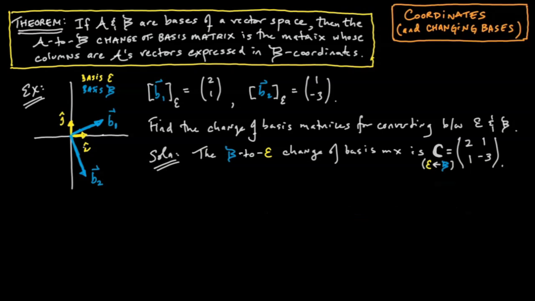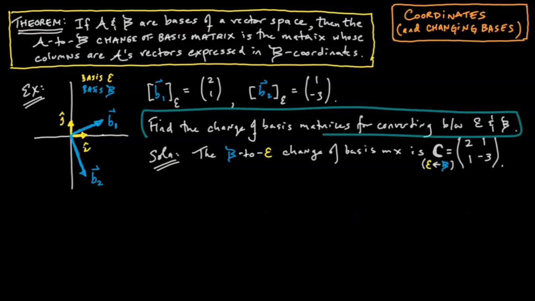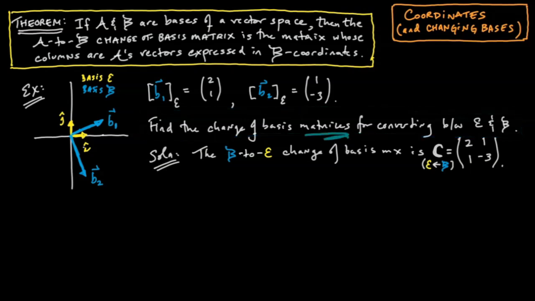But let's get back to the problem at hand, which was to find the two change of basis matrices for converting between these two bases. We already know the B to E change of basis matrix. It changes coordinates from basis B to basis E. If we invert that matrix, what we will get is the matrix that undoes that action, that changes coordinates from basis E to basis B.